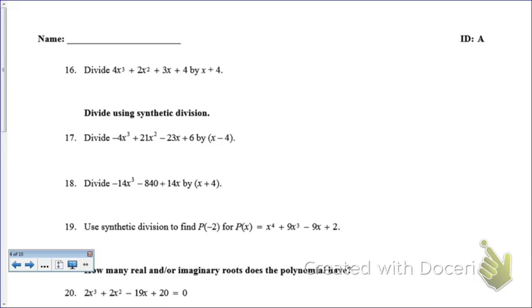Number 17, we're going to divide using synthetic division. Synthetic division is a little bit different. We do need to make sure that our polynomial is in descending order and that we're not missing any terms, and we're just going to write down the coefficients. We're going to write negative 4, 21, negative 23, and 6. And then the x minus 4, we're going to set that equal to 0, and we find that x equals 4 when we do that. And that's what we're going to divide synthetically by. We're going to divide by 4, sorry.